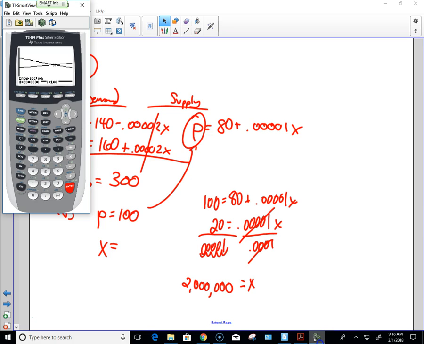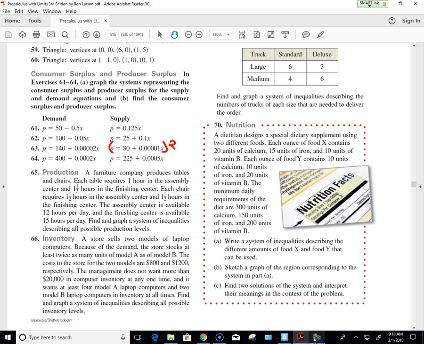Okay. So we end up with our intersection point. That's what we call the market equilibrium. The problem was asking for the producer and consumer surplus. You guys might have been like, this makes no sense.